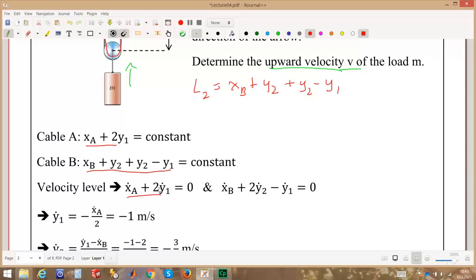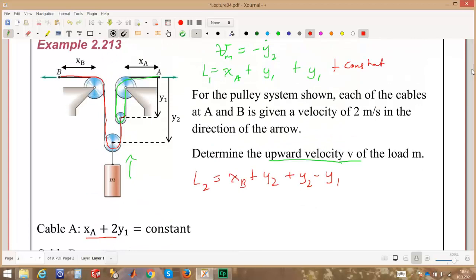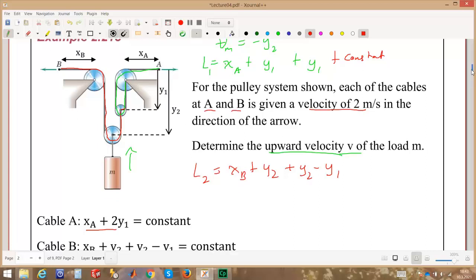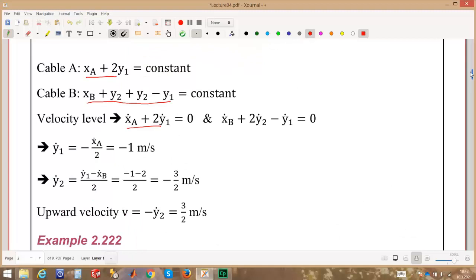Now as I have this y1 already as a function of xa, I'm just going to plug that information into the second equation so that I will have this y2 dot as a function of xa and xp, which is already given to us in the problem, by the way. Both of these cables A and B are given with a velocity of 2 meters per second to each side, so we know the velocity of A and B.